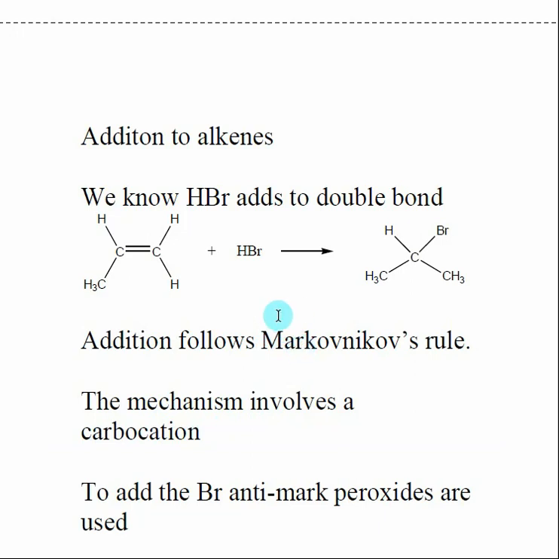The idea is, what if I want to add HBr to a double bond and have it go anti-Markovnikov? I can do that, but I need to involve peroxides. The peroxides are going to change the mechanism. We're going to go from a heterolytic mechanism where we had the carbocation, which we saw with straight addition of HBr, to a peroxide mechanism. In doing that, it's going to put the bromine on the less substituted carbon, which gives us an anti-Markovnikov addition of bromine to our double bond.